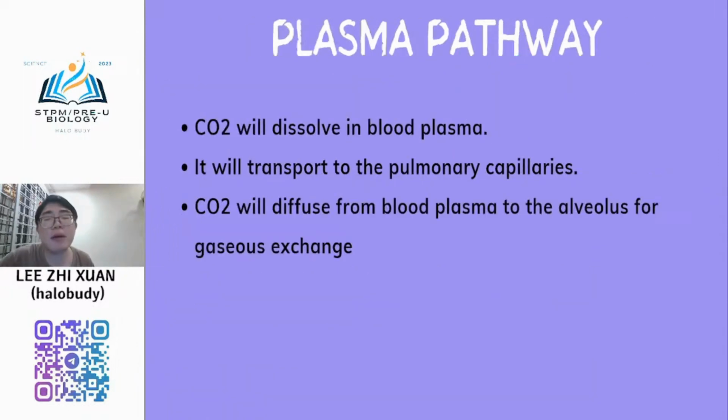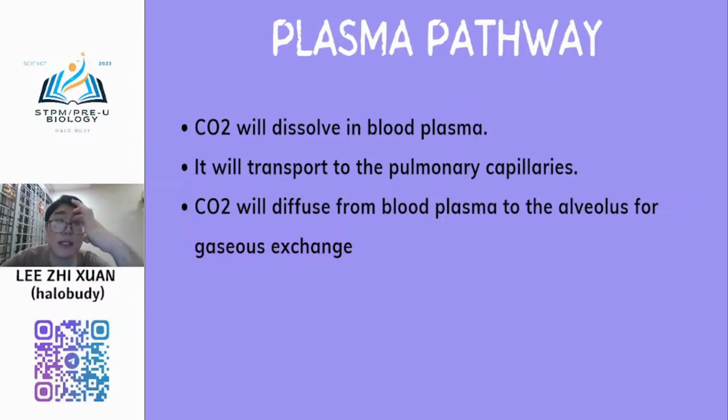Another pathway is the plasma pathway. This is a very easy pathway, meaning that the carbon dioxide is directly dissolved in the blood plasma. Then when it reaches the alveolus, the carbon dioxide diffuses back into the alveolus for gaseous exchange. So this is the easiest pathway, but very little carbon dioxide goes through it.